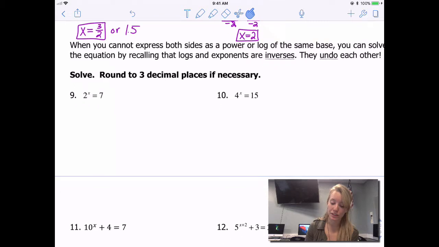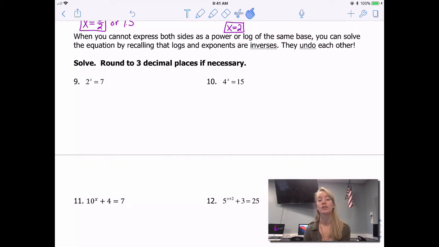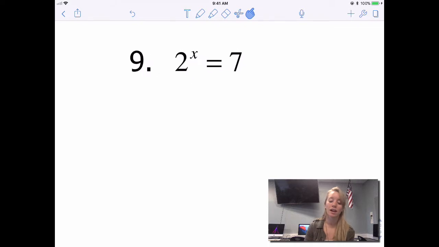There is one more way to solve equations with exponents and logarithms, and that is by using PEMDAS backwards and the fact that logs and exponents are inverses. So what I can do is go to 2 to the x equals 7, and I want to first see, can I write 7 as a base of 2? Well, 2 to the first is 2, 2 to the second is 4, 2 to the third is 8. So there's no way to write 7 as a base of 2. So what I want to do is think, okay, I'm in exponential form.